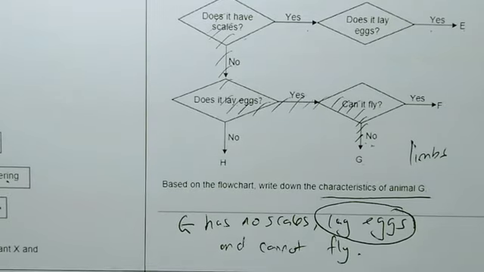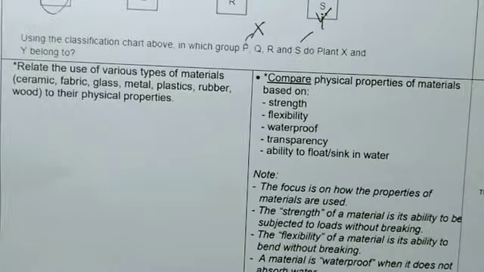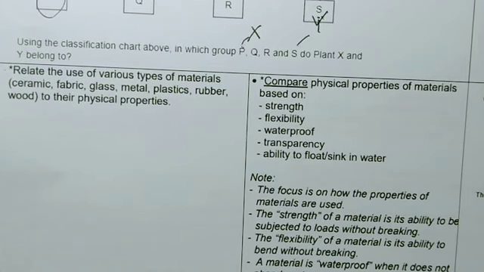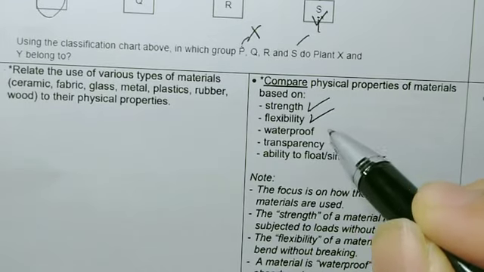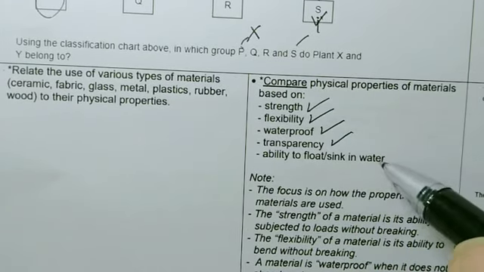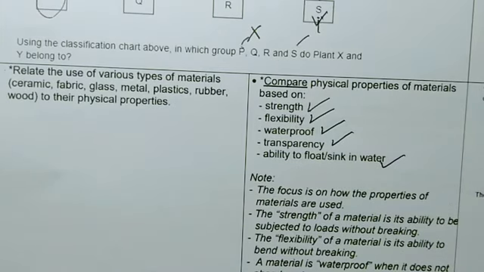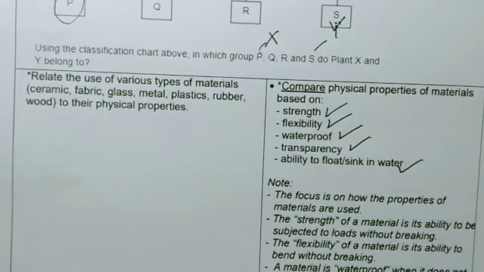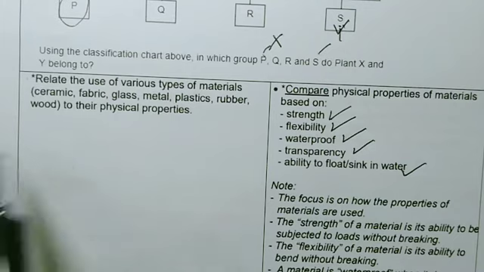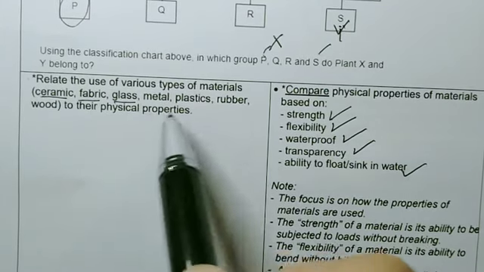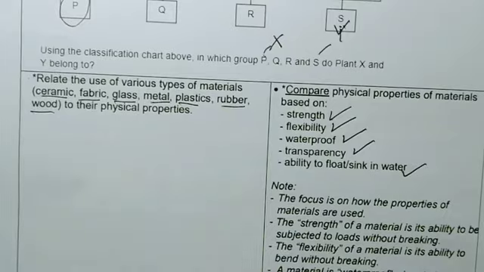Now sometimes you're also asked to classify non-living things. Non-living things have different characteristics. You must know the 5 different physical properties of materials: strength, flexibility, waterproof, transparency, and ability to float or sink in water. And you also have to know these different types of materials: ceramics, fabric, glass, metal, plastics, rubber, wood. You must be able to match all these to their different physical characteristics.